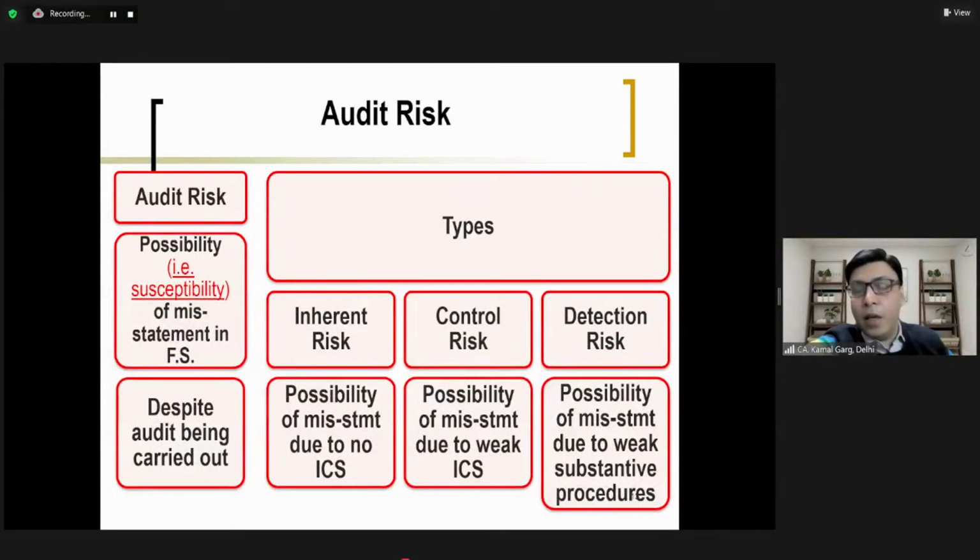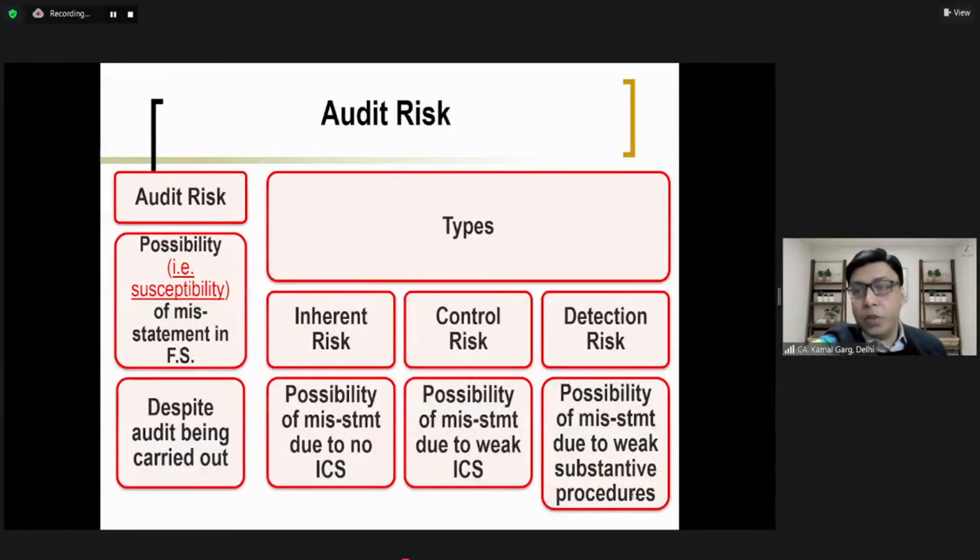So please tell me in your answers, the valuation of inventory on FIFO basis should have been rupees 100, but the valuation of inventory on a LIFO basis is rupees 90. What is the amount of misstatement?